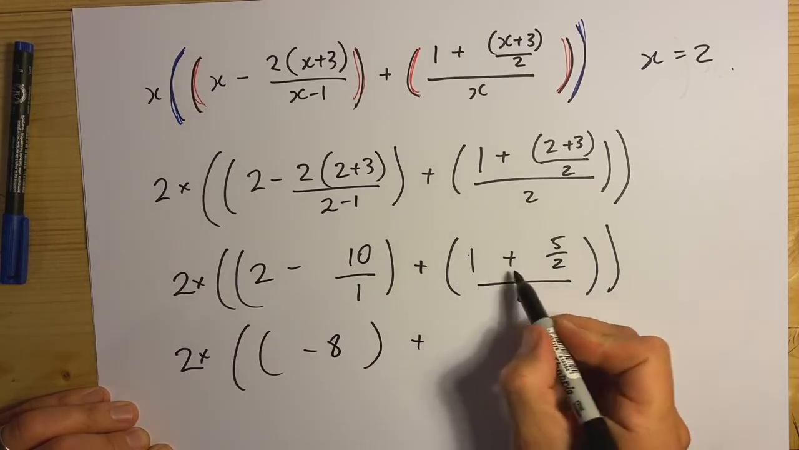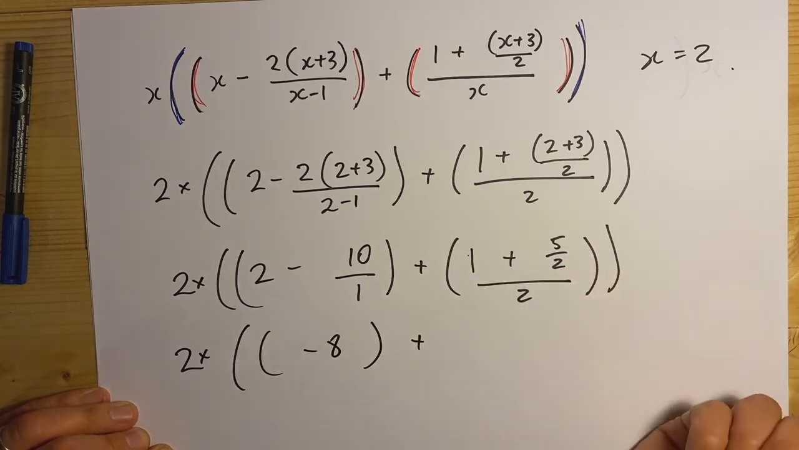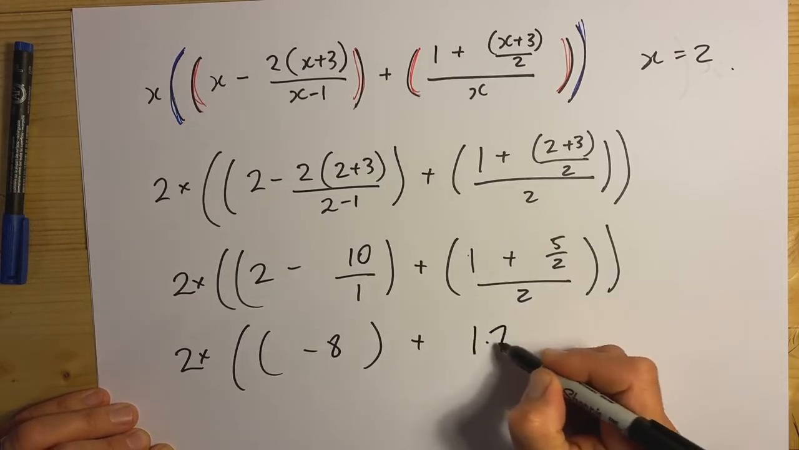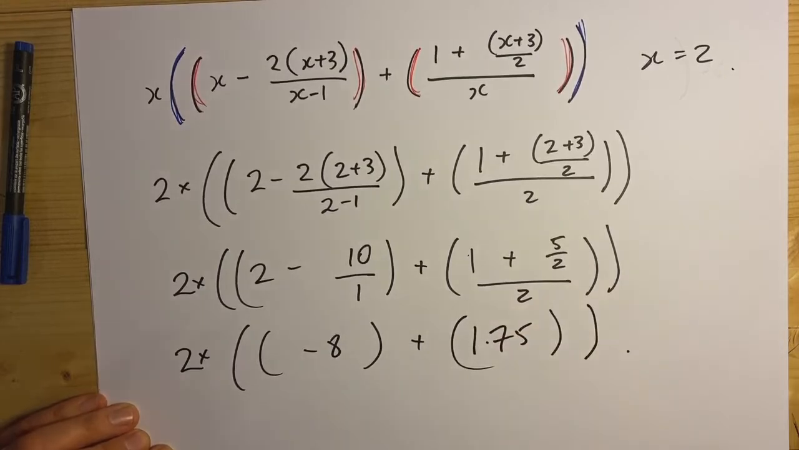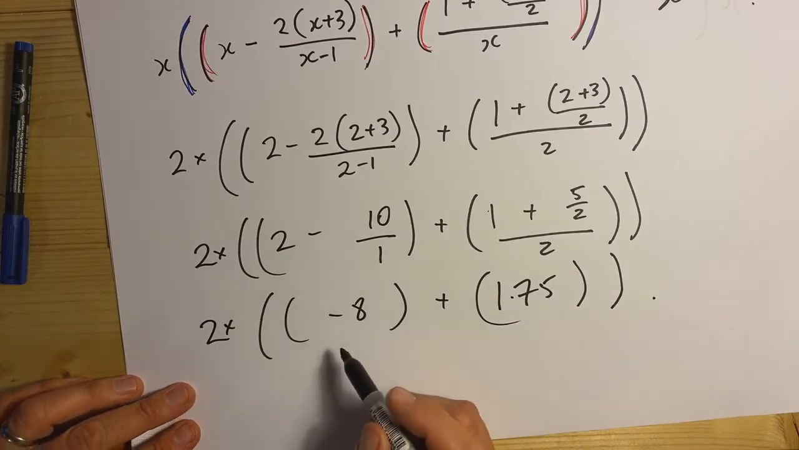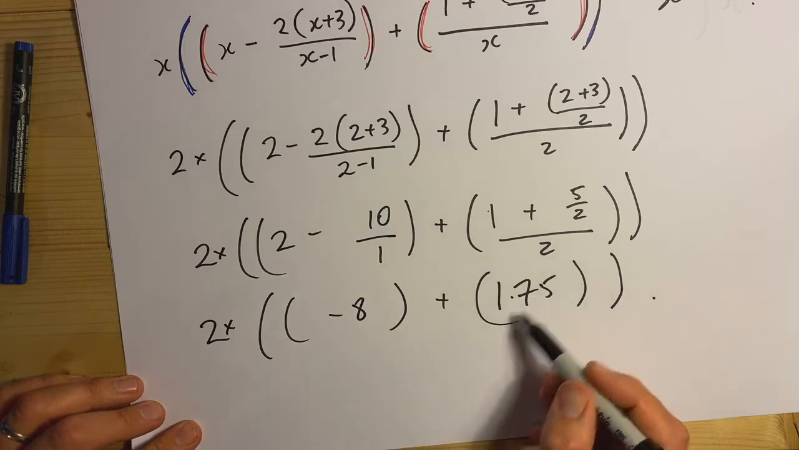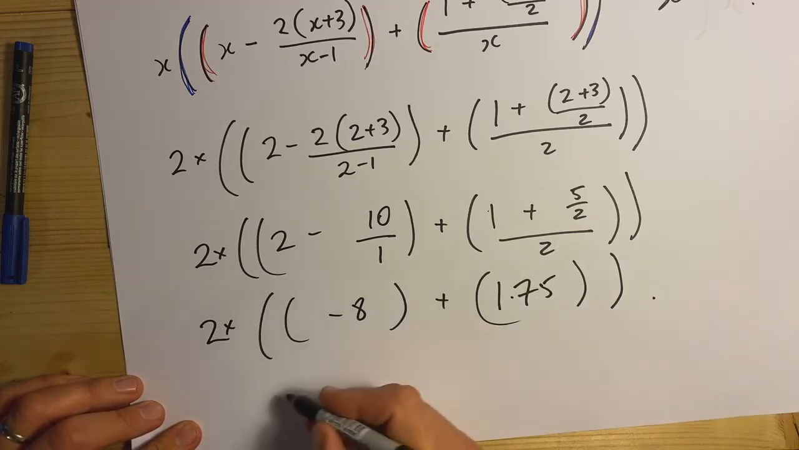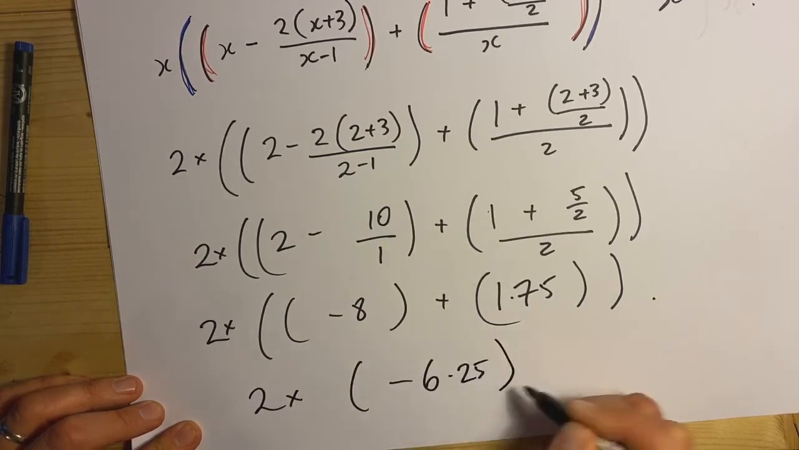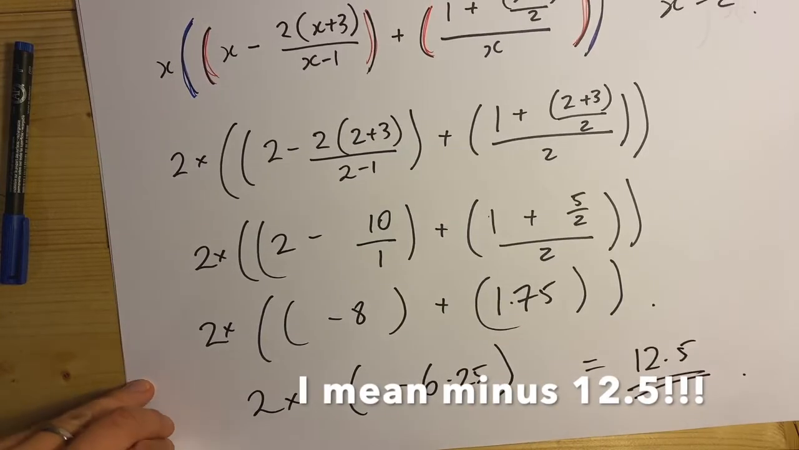This bracket is 1 plus 5 over 2. 5 over 2 is 2.5, plus 1 is 3.5, divided by 2 is 1.75. Okay, so that's the contents of that bracket. Now we can do the last bit, so minus 8 plus 1.75. This is good, just testing your mental arithmetic here. Minus 8 plus 1 is minus 7, plus another 0.75 is going to be minus 6.25, and we're multiplying it by 2. So 2 times minus 6.25 is minus 12.5, which is the answer for this one.